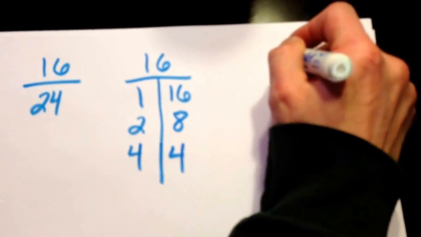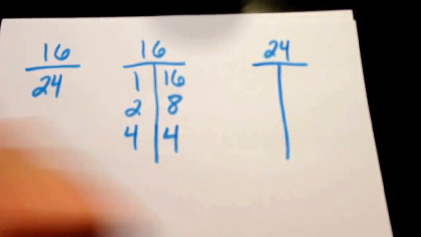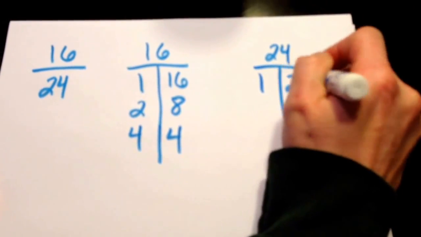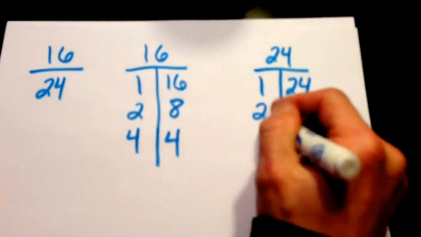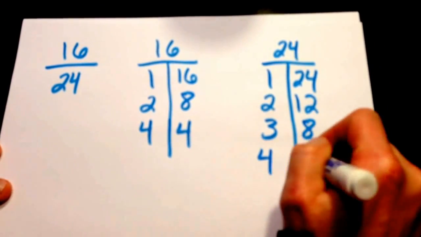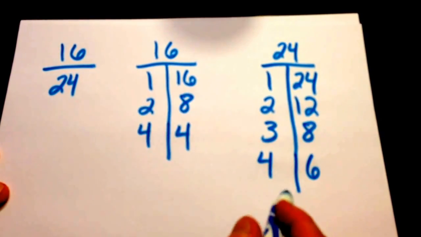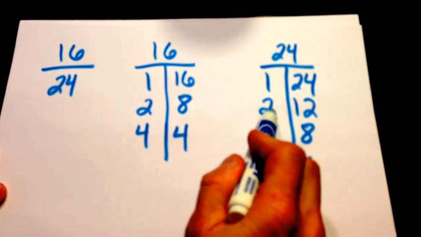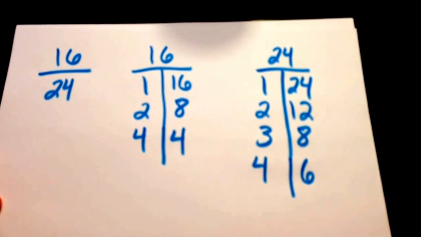Let's find the factors of 24. Well, I know that 1 times 24 gives me 24, 2 times 12 gives me 24, 3 times 8 gives me 24, and 4 times 6 gives me 24. I would not keep going and write 12 times 2 because I already have 2 times 12, which is the same. Let's find out our greatest common factor.